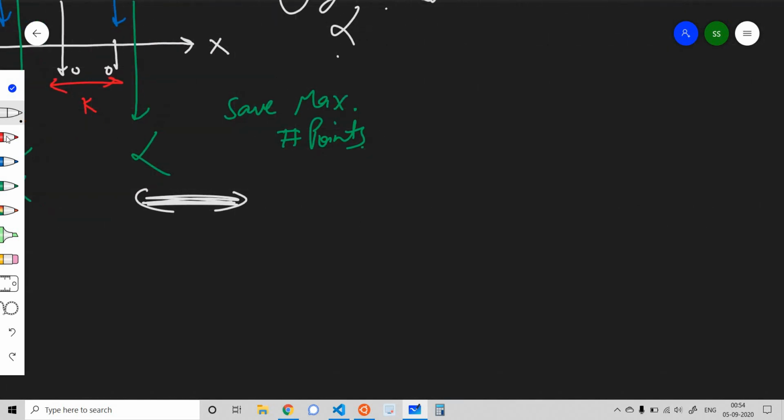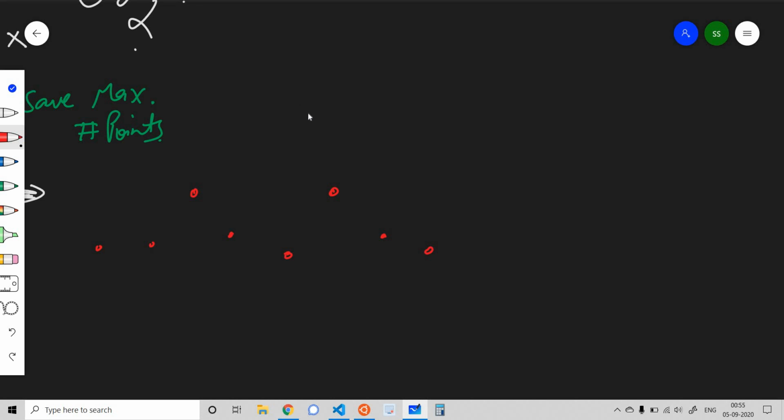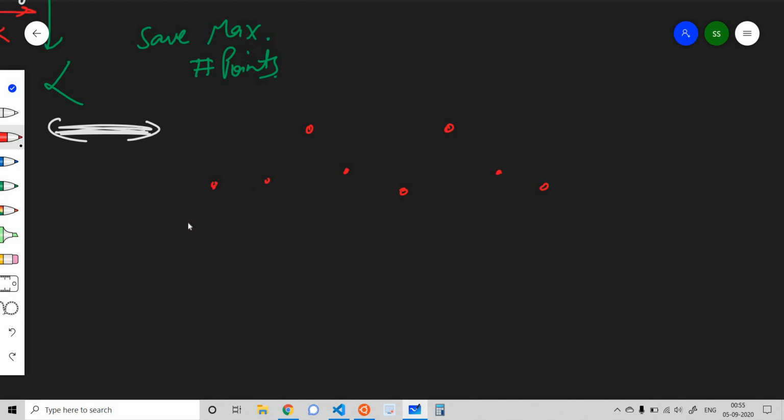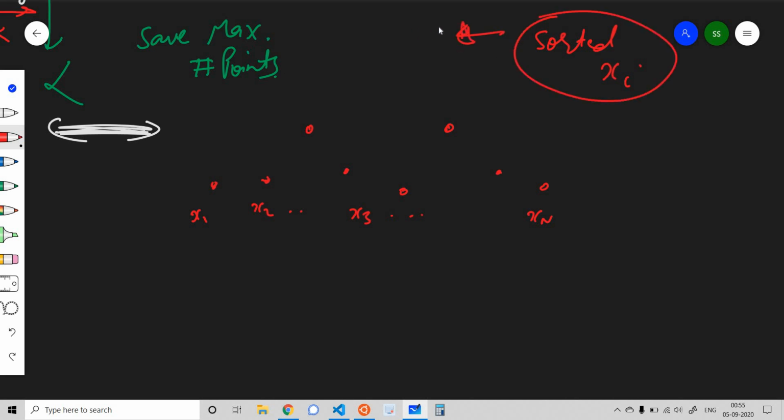So now the problem reduces to having multiple points on the x-axis. Okay, so we have these points and they have different x coordinates, let's say x1, x2, x5 and xn. We have sorted our points according to x coordinate. Now the problem reduces to this: we need to find two intervals of size k such that they gather as many points as they can. So we need to gather as many points as we can using these two intervals of size k.